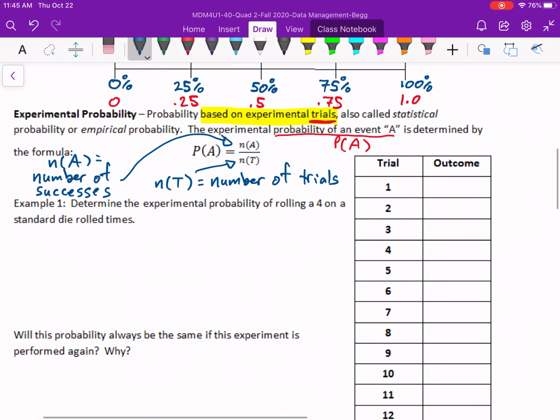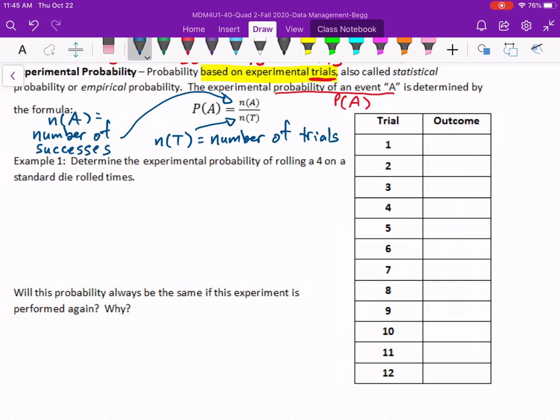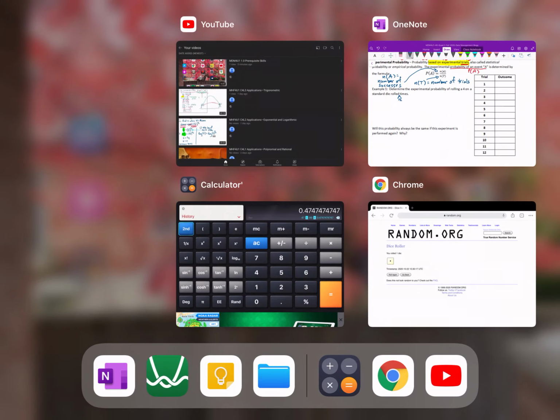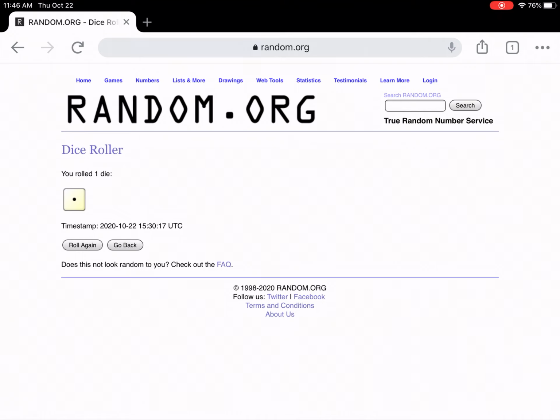So let's take a look at an example. Determine the experimental probability of rolling a 4 on a standard die. Standard die rolled blank times. I guess there's supposed to be a number 12 in there because that's how many spaces are in the table here. So you can't see me roll a die. I'm just going to use a simulator, and I'm going to record my results on a piece of paper, and then I'll transfer them to the table in a second.